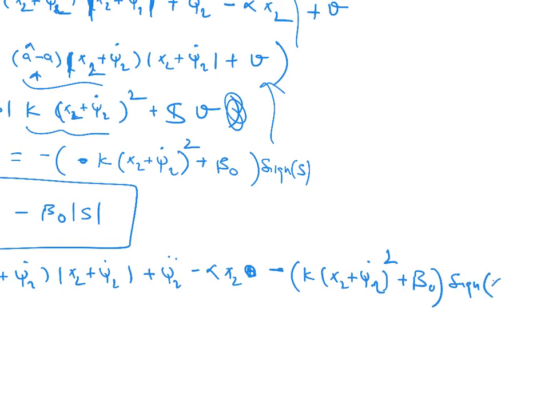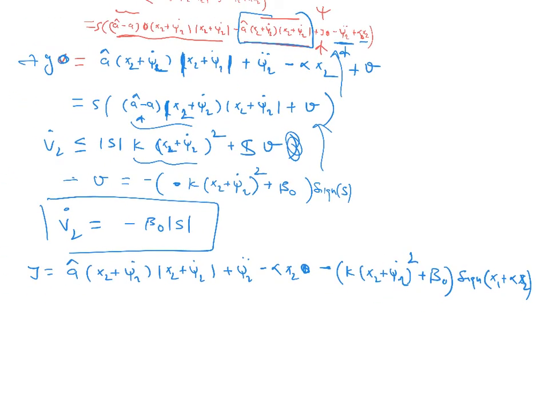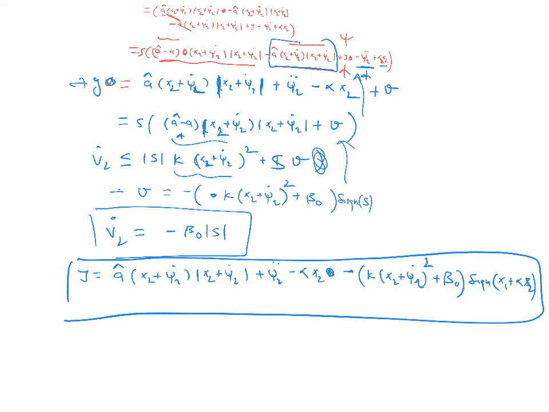S is x1 plus x2. When it's 0, you're on the manifold, and the sign of it drives you to it, right? You ask what s is, like when s equals 0, you're actually on the manifold. When it's not, it drives you to it. So basically this controller pushes you towards that quantity. Once you're on that quantity, you're good.